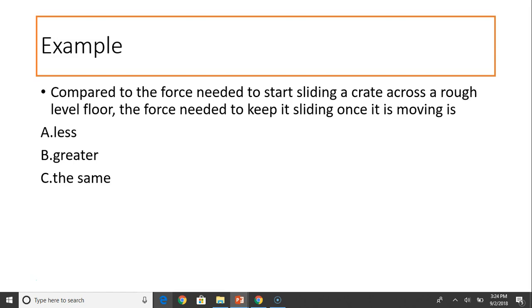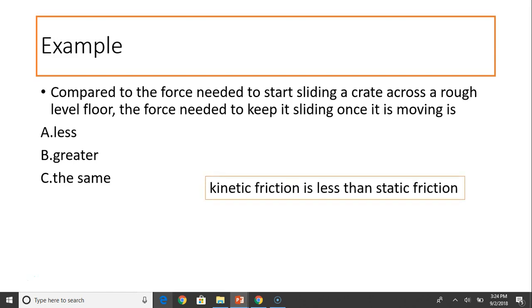Example: compared to the force needed to start sliding a crate across a rough, level floor, the force needed to keep it sliding once it is moving, is it less, greater, or the same? We know kinetic friction is less than static friction, so the answer is less.